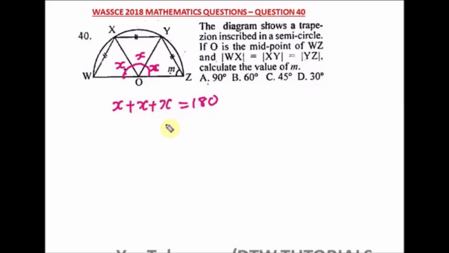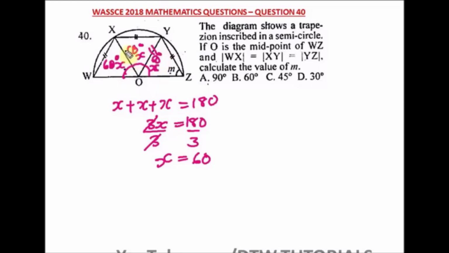And what is x plus x plus x? We have 3x equal to 180. Divide both sides by 3. So x is 180 divided by 3, which should give us 60. So this angle is 60 degrees. This is 60 degrees. And this is also 60 degrees.